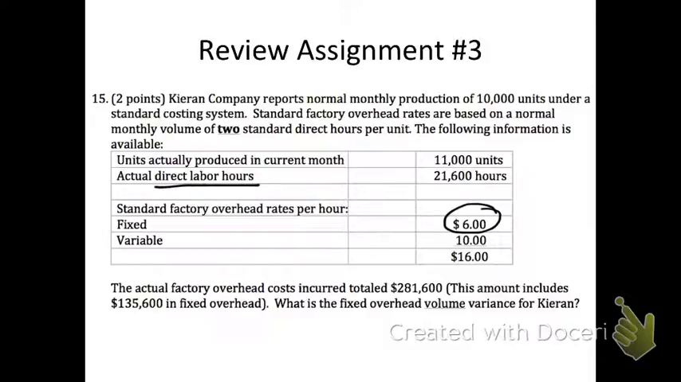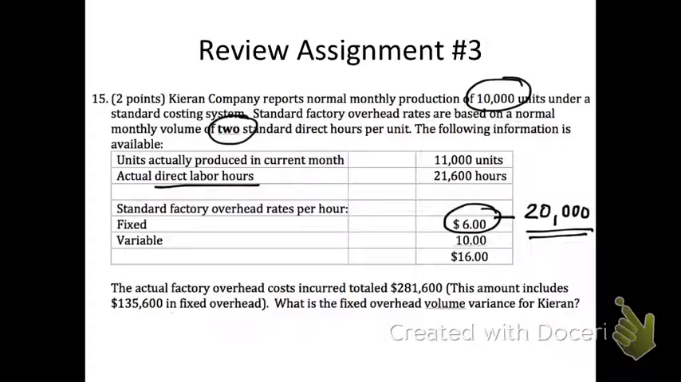And so really this $6 rate, the way that I determine it, I am using the 10,000 units of expected production. And so for 10,000 units, I expect to use 2 standard hours per unit. So this $6 rate only applies if I reach a production level of 20,000 direct labor hours. If I produce anything more or less than 10,000 units and 20,000 direct labor hours, then I will have a variance because the production is different. And this is the production volume variance or volume variance for fixed overhead.